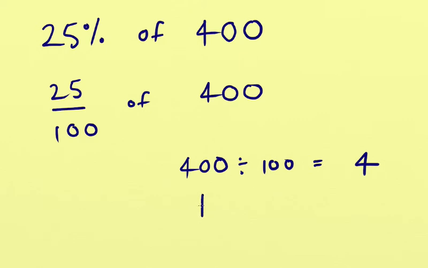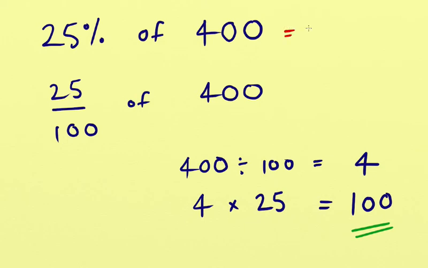Second step is to take your answer and multiply it by the top number in the fraction, which is 25. So 4 times 25 gives us 100, and that there is your answer: 25% of 400 is equal to 100. Simple as that. So you change your percentage into a fraction, which is always itself over 100, and you use the same method used to work out the fraction of a number: divide by the bottom, times by the top. So, next example.